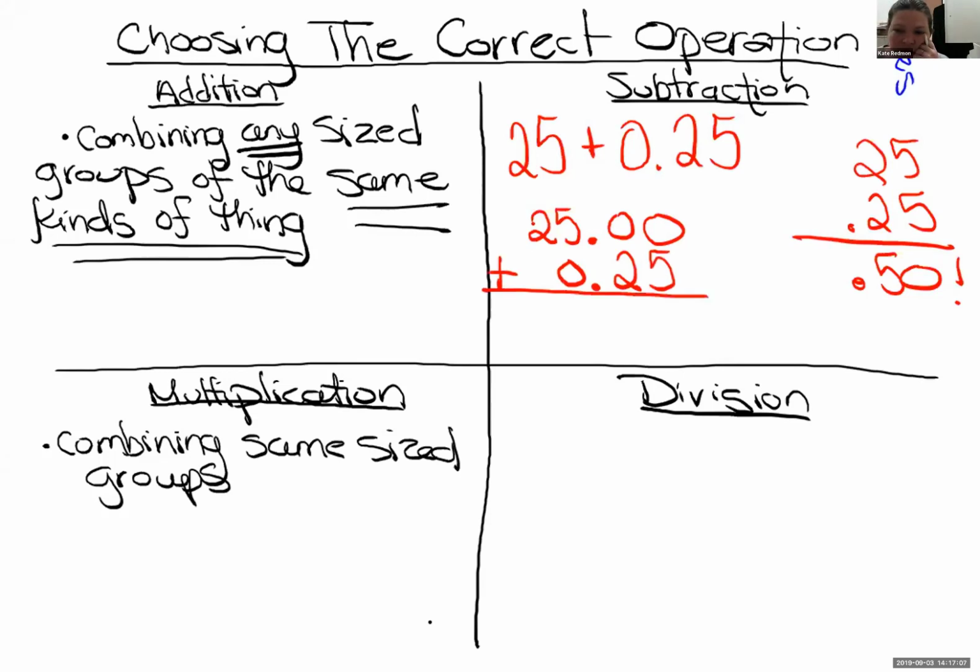Not the only way I could write this, but why does this work? What's good about David's math? Your decimals are lined up. Yeah, bring it down, the decimals, because I don't add the decimals.